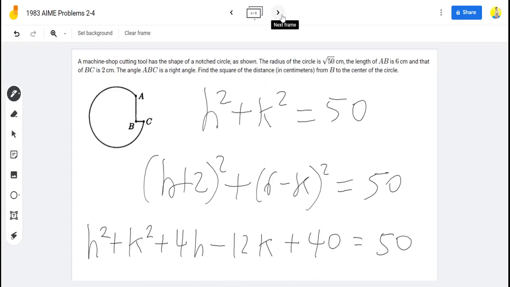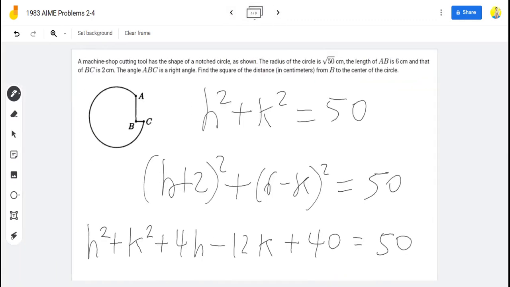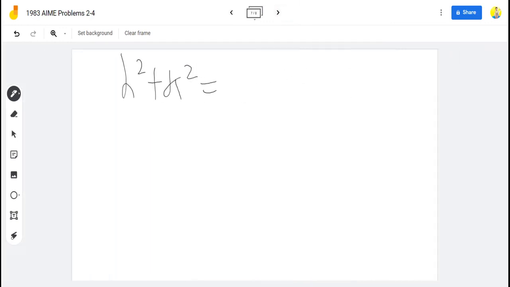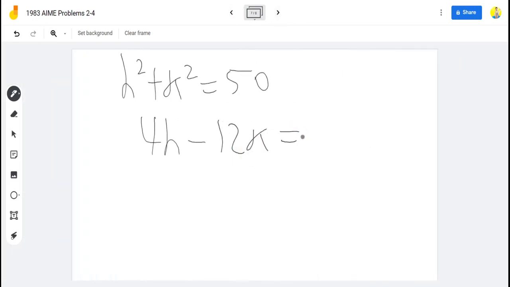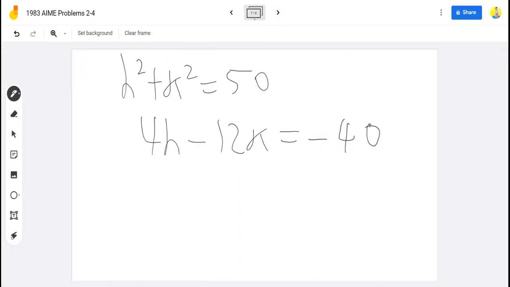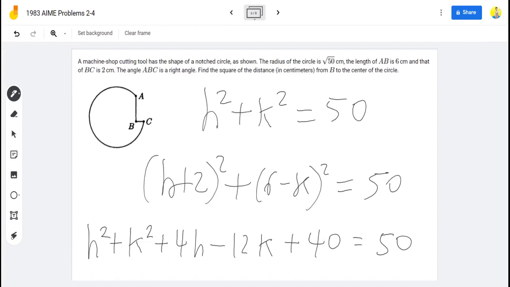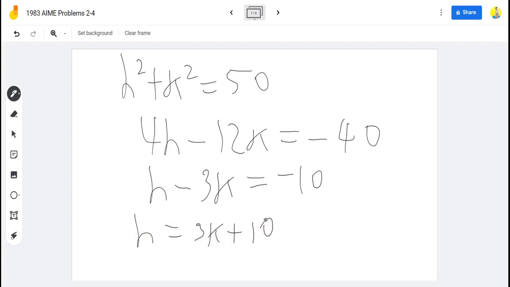Simplifying, we get that H squared plus K squared equals 50, and 4H minus 12K equals negative 40. Because H squared plus K squared equals 50, and 50 minus 90 is negative 40. We simplify and get H minus 3K equals negative 10, meaning that H equals 3K minus 10.